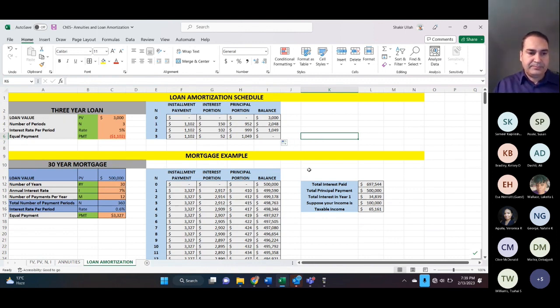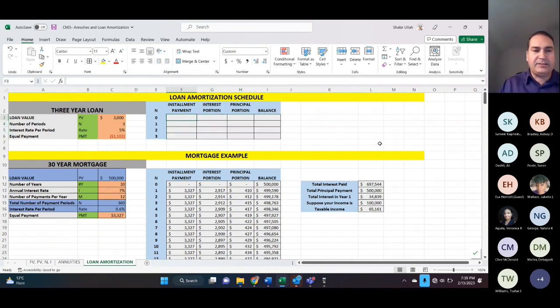Any question? Can you go back over the formula for the interest portion? Oh, sure.